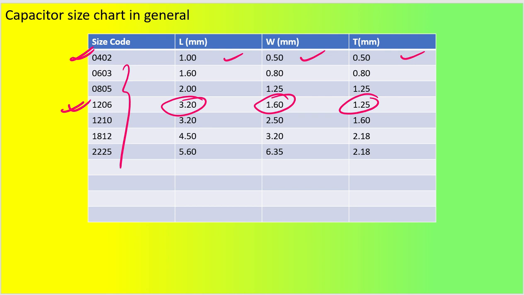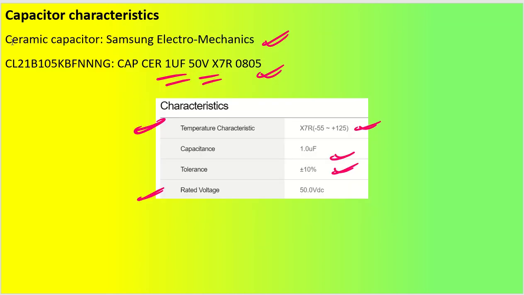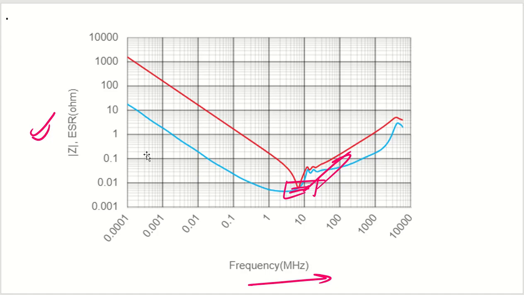Okay, so good. With this, you have only one parameter that you need to take care of in the characteristics. So I have taken one example. Let us say I have taken a 1 microfarad capacitor with 50 volt rating and 0805 package with X7R dielectric from Samsung Electro-Mechanics. This is a 10% tolerance capacitor, and the temperature rating is minus 55 degrees centigrade to 125 degrees centigrade.